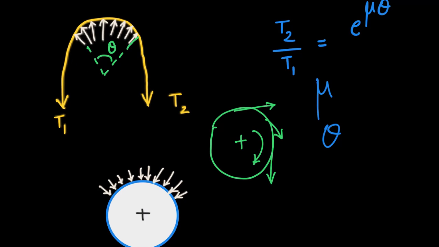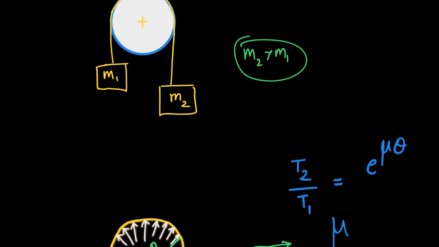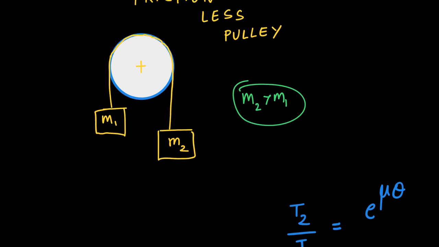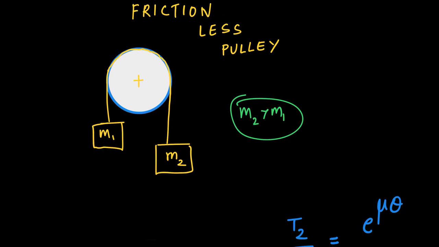So you have three things in motion. You have your M2 moving downwards, M1 going upwards, and then your pulley rotating. When there is no friction, or when you assume that the pulley is frictionless, then you have your M2 coming downwards, M1 going upwards, and your pulley is just at rest. Okay, now let's move to the next.